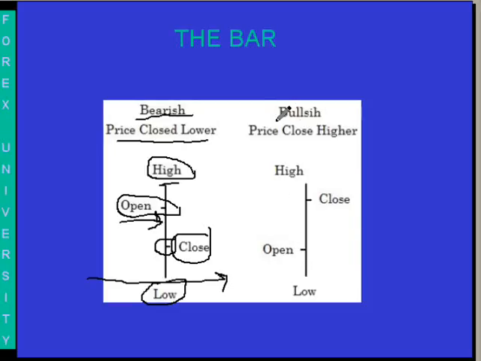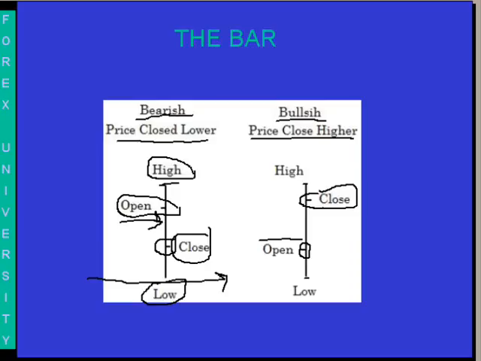Conversely, bullishness is when the price closes higher than the open. And a bullish bar will look like this, where the opening price comes in here, the high reaches up here, the low reaches down here, and it closes, leaving the session at this price. That is bullishness, when the price closes higher than the open.